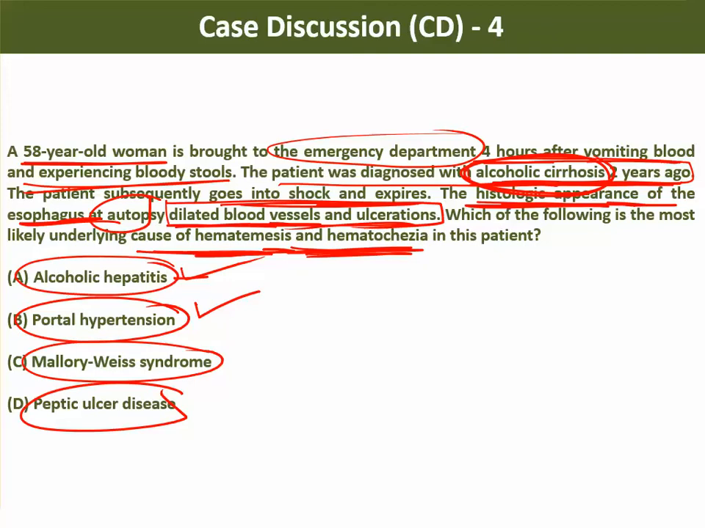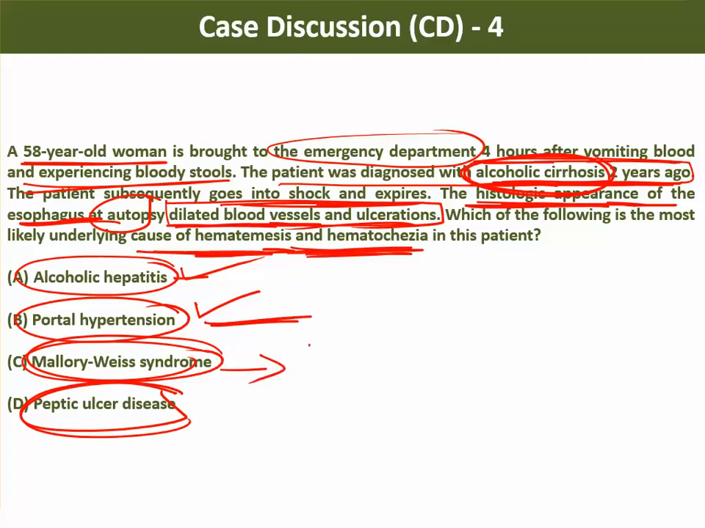Massively they will bleed because they don't have the capacity to clot. They don't have the capacity to clot because of cirrhosis. They don't have enough clotting factors. So that's why it could most probably be a case of portal hypertension, but we have to rule out the other 2 things.